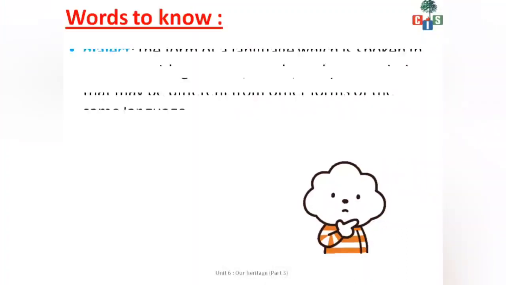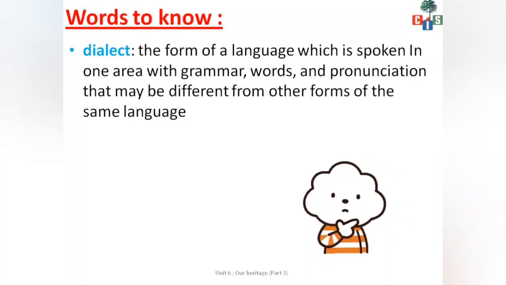Next we will see the words to know. First one is the dialect. What is dialect? The form of language which is spoken in one area with grammar, words and pronunciation that may be different from other forms of the same language. मतलब जो words, जो grammar या जो pronunciation which is used in one area that may be different in another area, right? So that is called dialect.